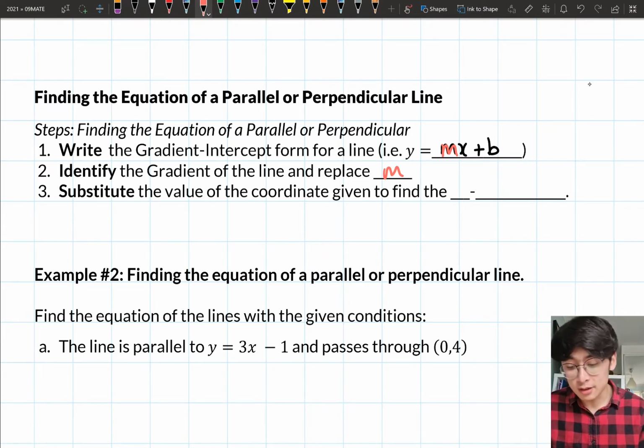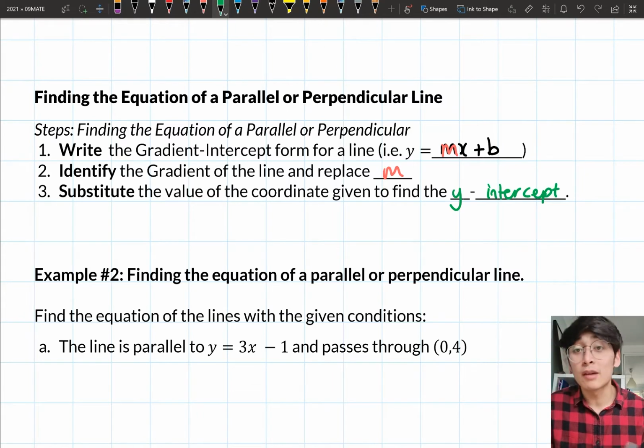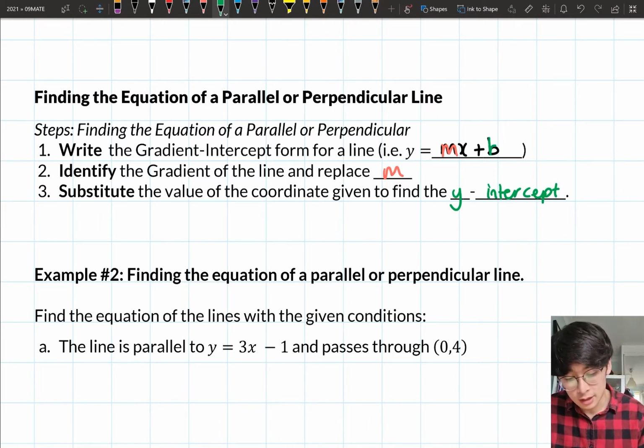And the third step is to substitute the value of a coordinate given to find the y-intercept. So in the questions, they're going to give us another point that we want to substitute in, and that will give us the y-intercept. We need to sub that in to solve for the y-intercept. Okay, so let's have a look at these questions here.